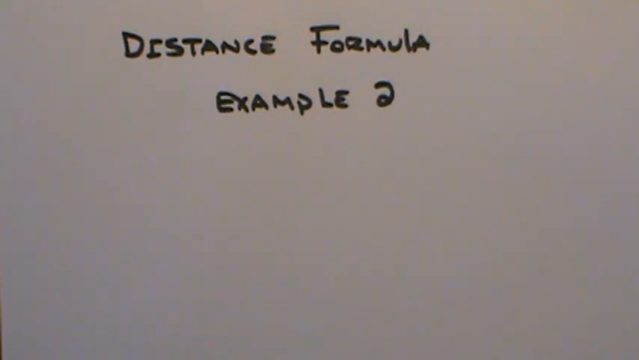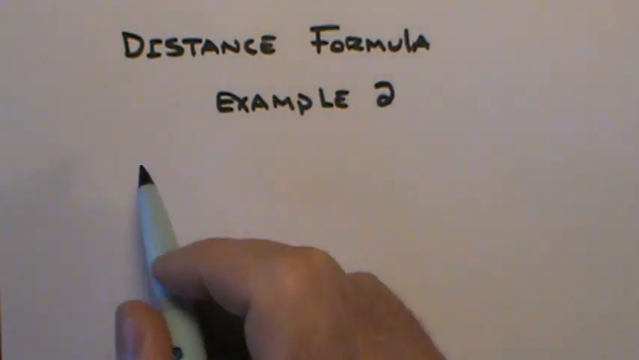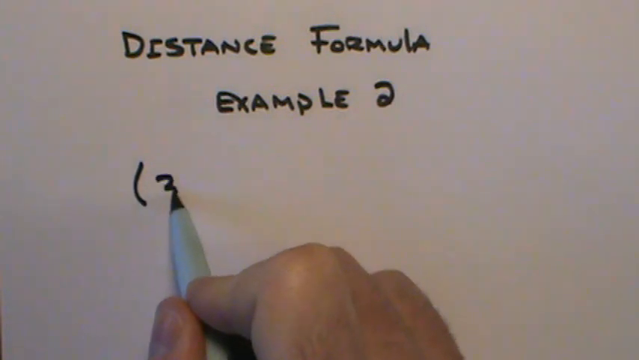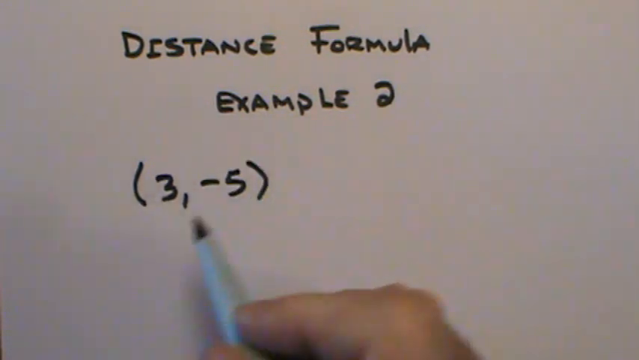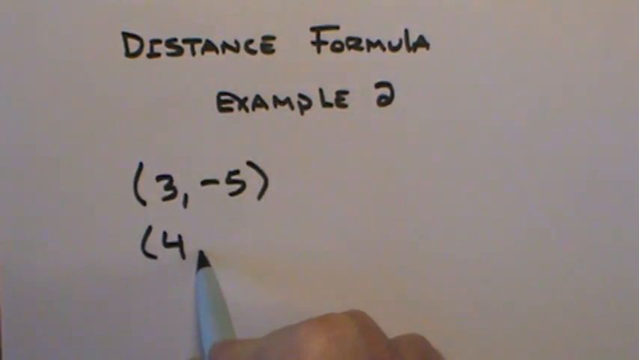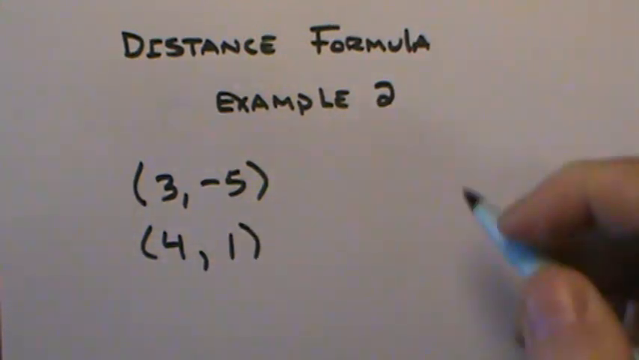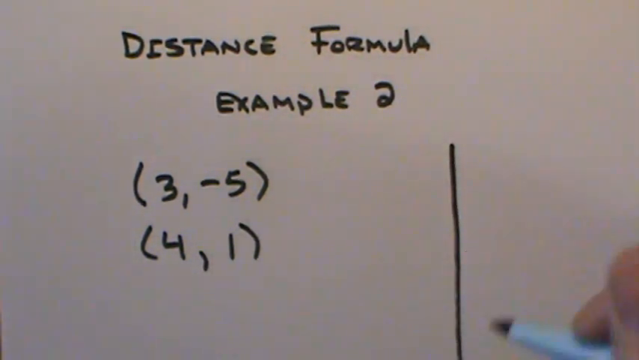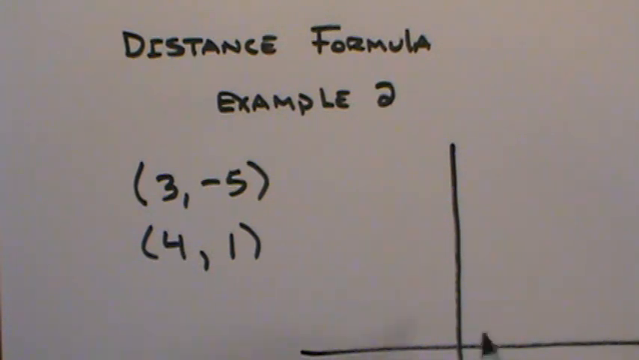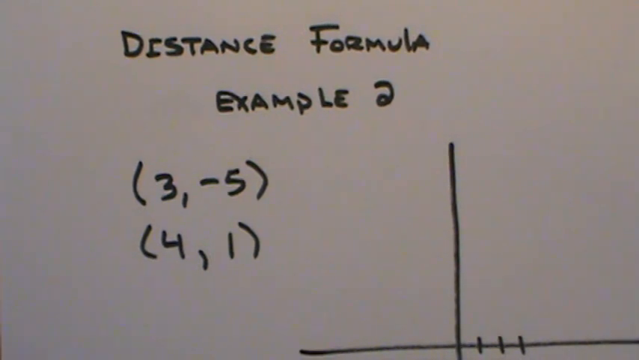The distance formula, example 2. Given 2 points, I'll graph these, I'll plot them. I've got 3, -5, and I've got 4, 1.